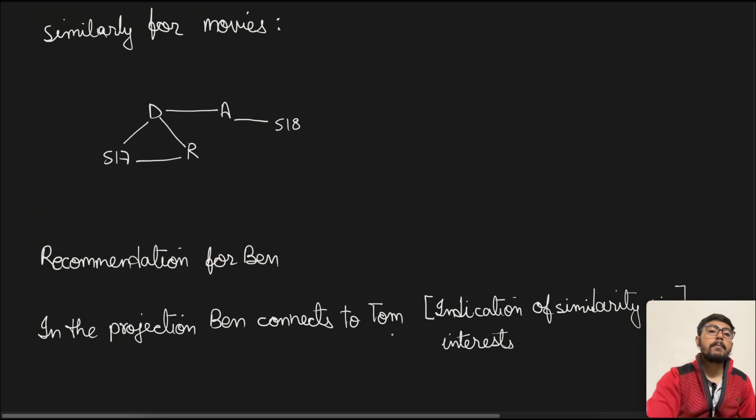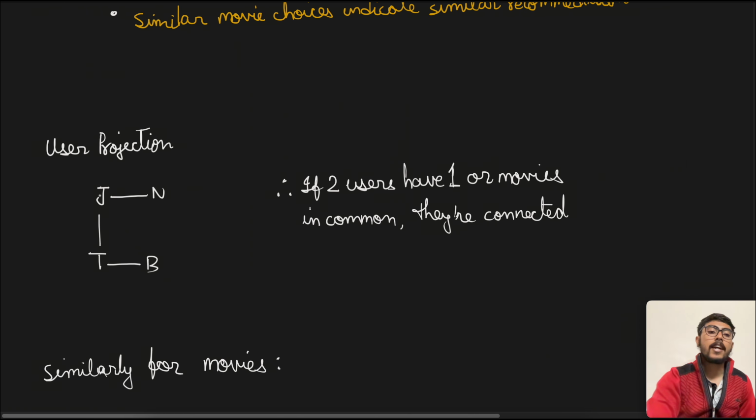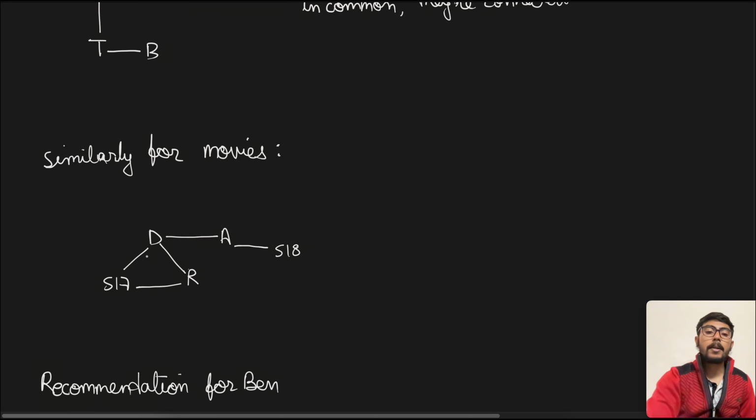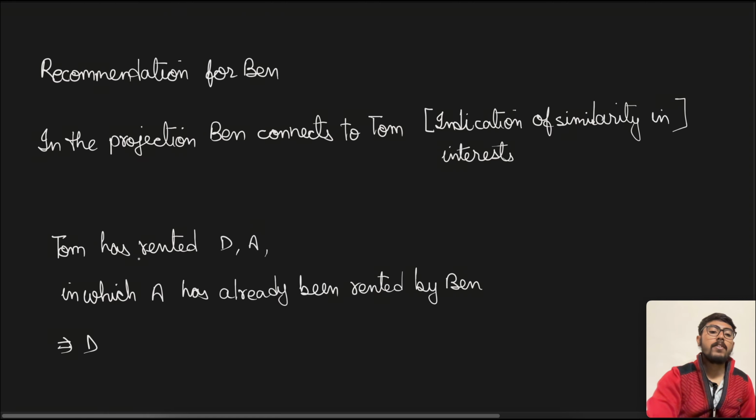There could have been more scenarios where Ben was connected to Jack, and then Jack is connected to Nick and Tom. In that case, the movies that are rented by Jack but not Ben would have been the recommendations for Ben. Recommendation can be either one or more. It's not necessarily always equal to 1.